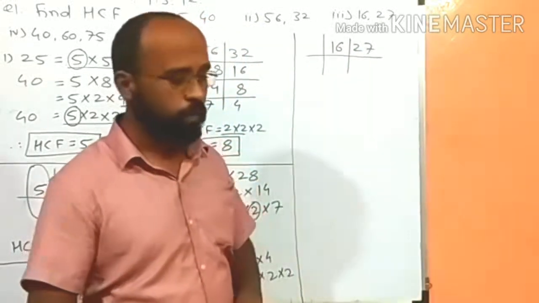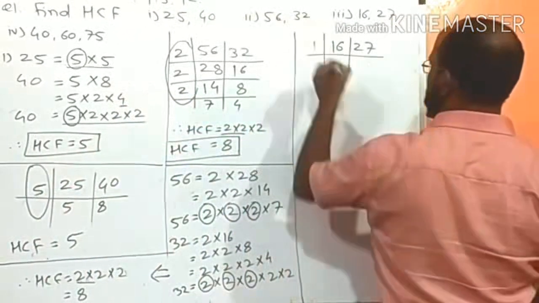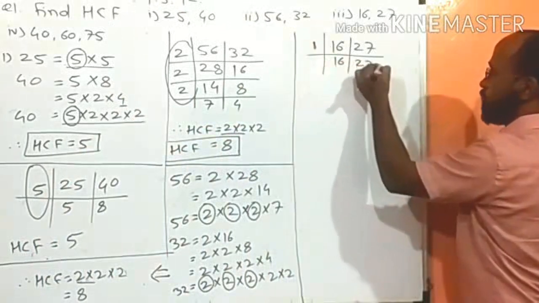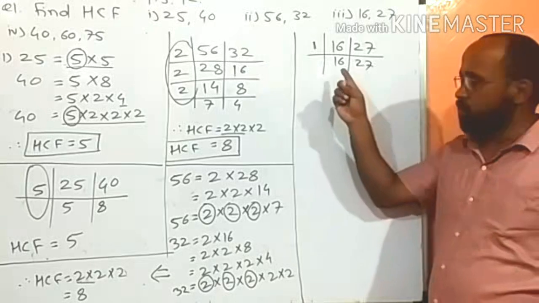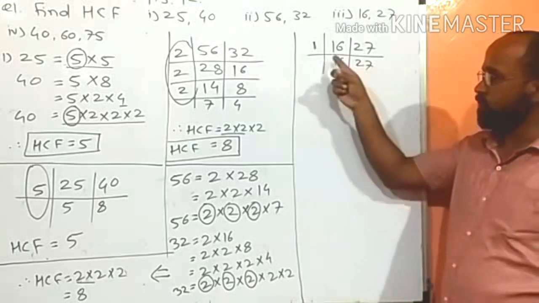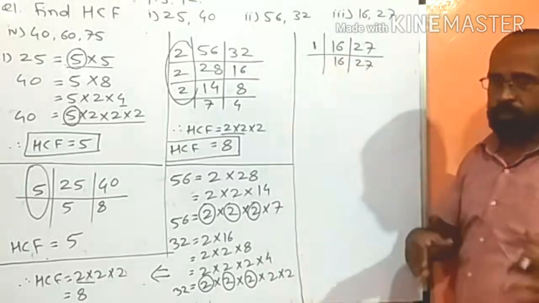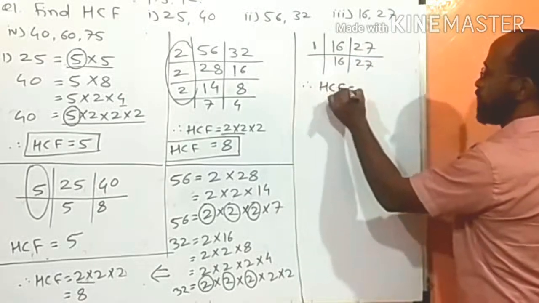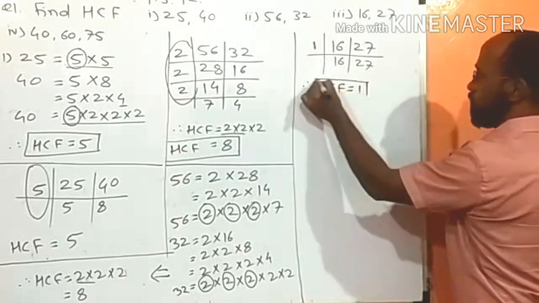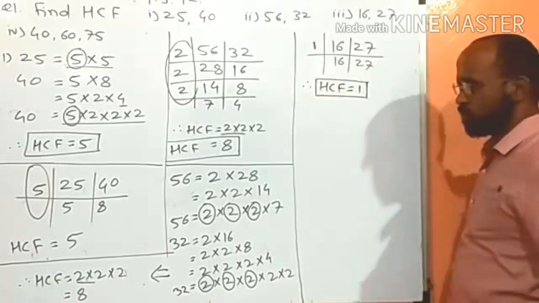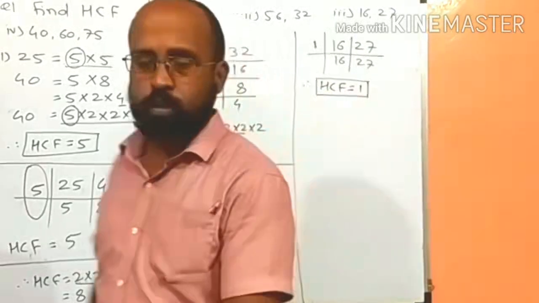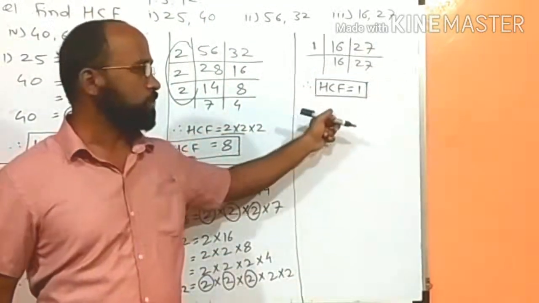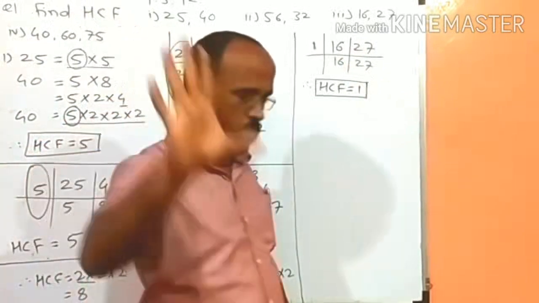So what is their common factor? Common factor is nothing but 1. Both of the numbers are divisible by 1 only, and if you divide them by 1, the answer will be 16 and 27. Once again you can divide by 1 up to infinity, but we have to stop here. Therefore, HCF of these two numbers is equal to 1. Remember friends, here we got one rule. That rule is, if there is not any common factor between two numbers, then the HCF of those two numbers is equal to 1. Okay?